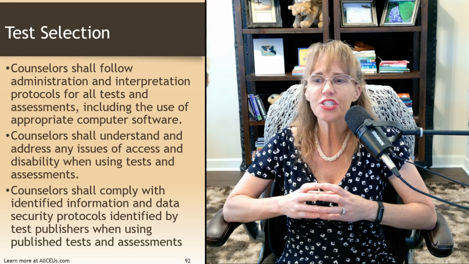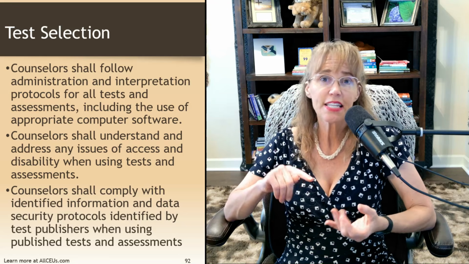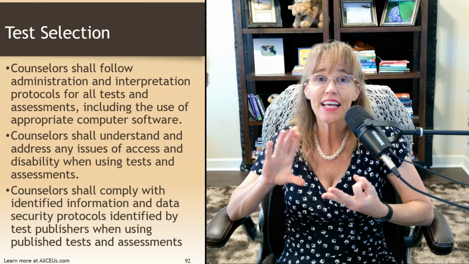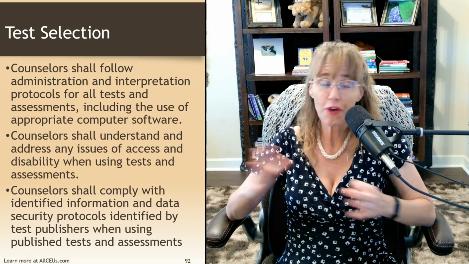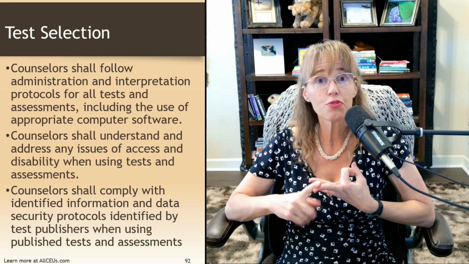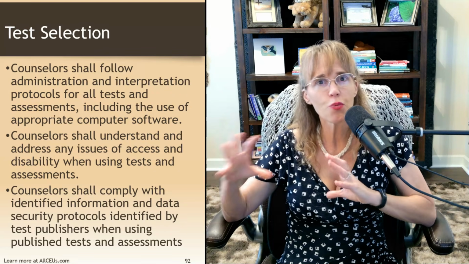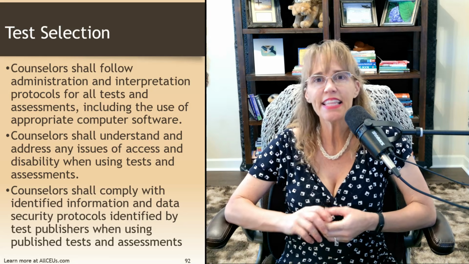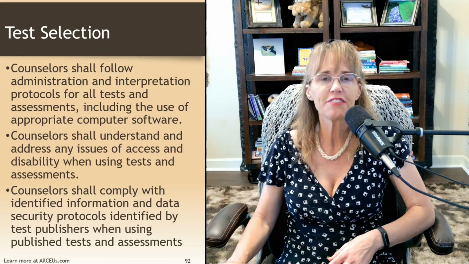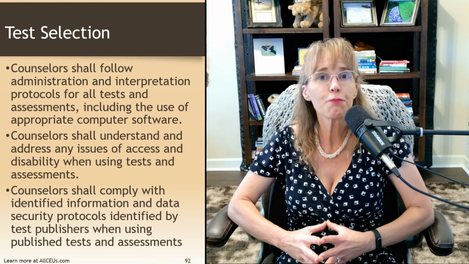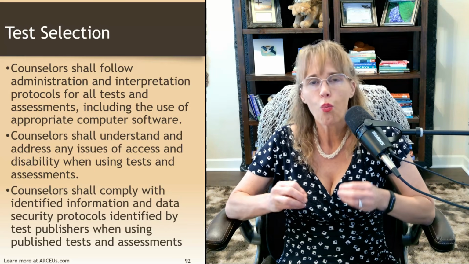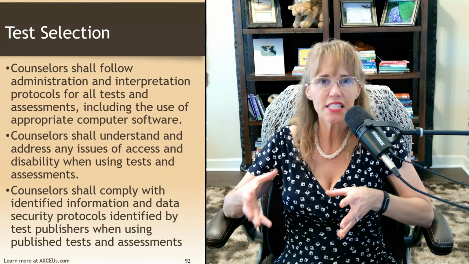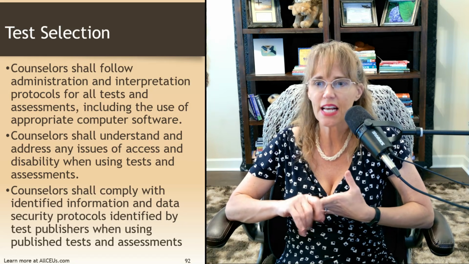Counselors shall understand and address any issues of access and disability when using tests and assessments. This includes literacy levels. This includes hearing. If it's an oral test and the person can't hear, we need to address that. If it is a written test and the person's perfectly literate, but they have poor vision, we need to use accommodations to make the text bigger, whatever they need to be able to see it. You also may be working with somebody who has, for example, Parkinson's disease, and they have difficulty filling in the little bubbles on Scantrons, or they have difficulty using a typical mouse on a computer-based assessment. So we need to think what types of technology or what types of tools are out there to help this person complete this test in a manner that is most consistent with the test guidelines.